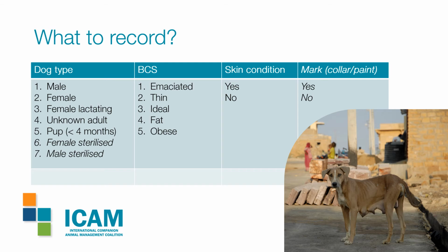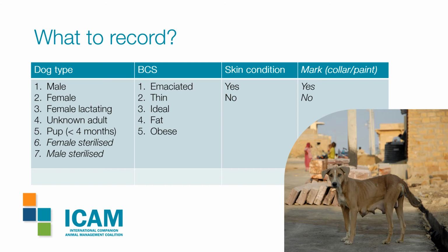Okay, so we're out on our survey and we want to observe a dog on the street. What do we record? Well, that will depend to a certain extent on which indicators you've selected for measuring your impact. But what I have here is the variables or the fields that I have found work quite well for measuring several key indicators.